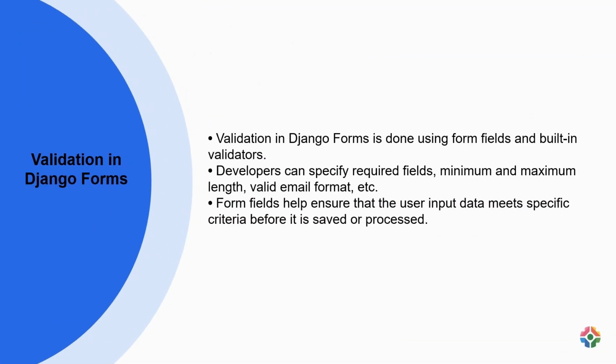In Django, validation in forms is achieved through form fields and validators. Developers define requirements such as mandatory fields, character length constraints, or valid email formats. Form fields are instrumental in guaranteeing that user input adheres to stipulated standards, preventing erroneous data from being stored or utilized. For instance, a registration form can enforce mandatory email and password fields, ensuring essential information is provided and meets the required formats before submission.